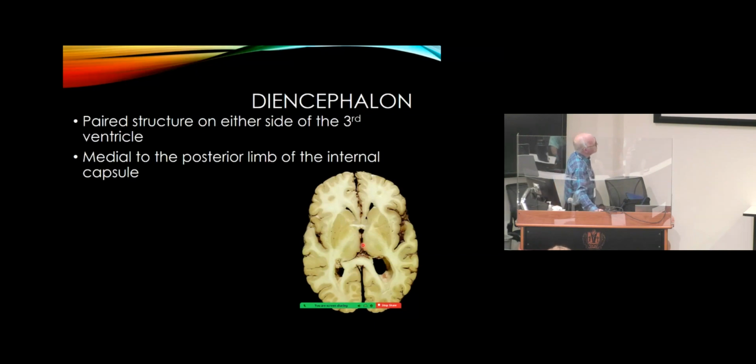Okay. The other important landmark is always the internal capsule, right? Here's the internal capsule. And so medial to the posterior limb of the internal capsule is right here, the thalamus. This whole thing is the thalamus. Okay, so the lateral border is the posterior limb, internal capsule. The medial border is the third ventricle.